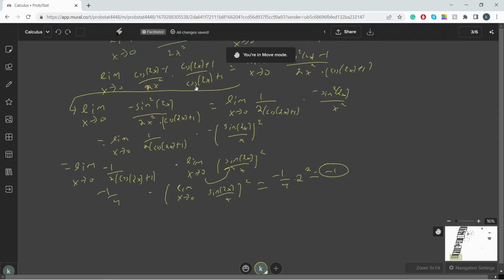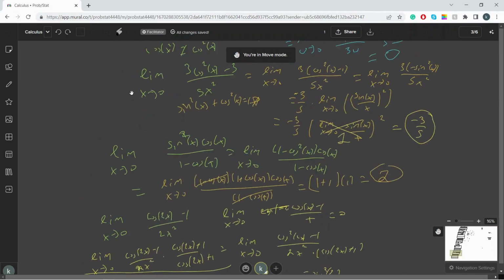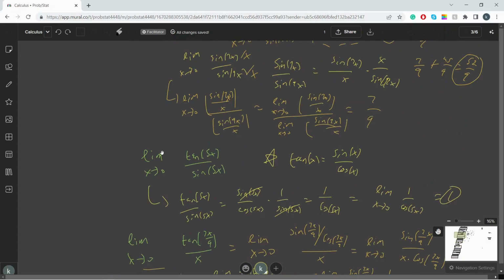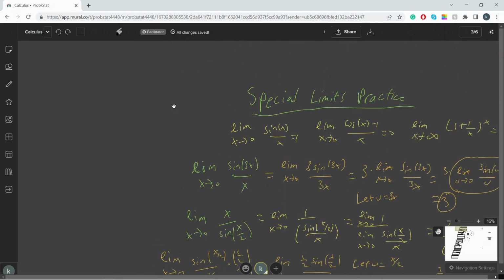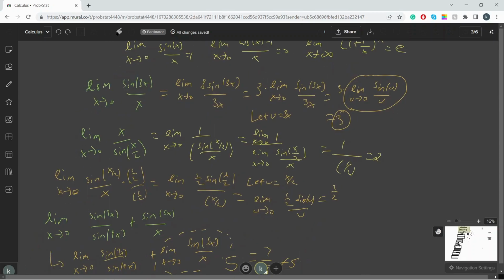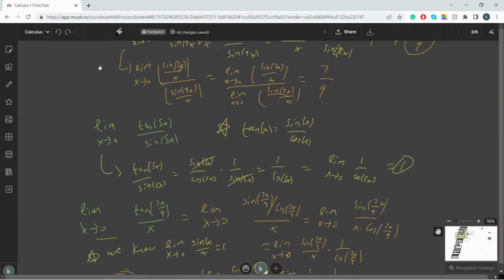So in the previous video, we were continuing with solving special limit problems using the special limits shown above right here. So if we scroll all the way up here, you recall that in the previous video, we were using these three special limits here to solve similar looking problems, all shown on this whiteboard.